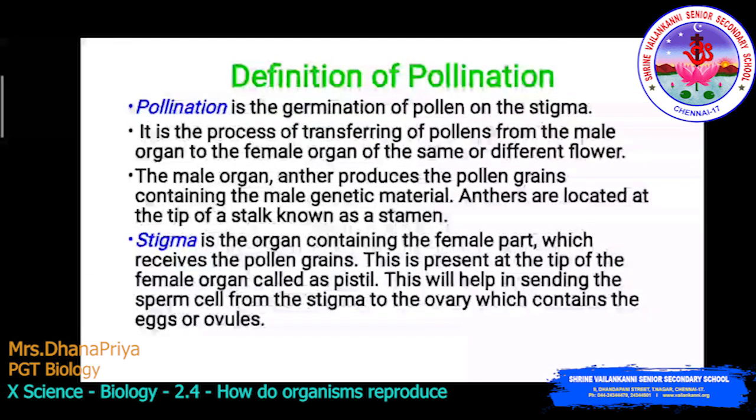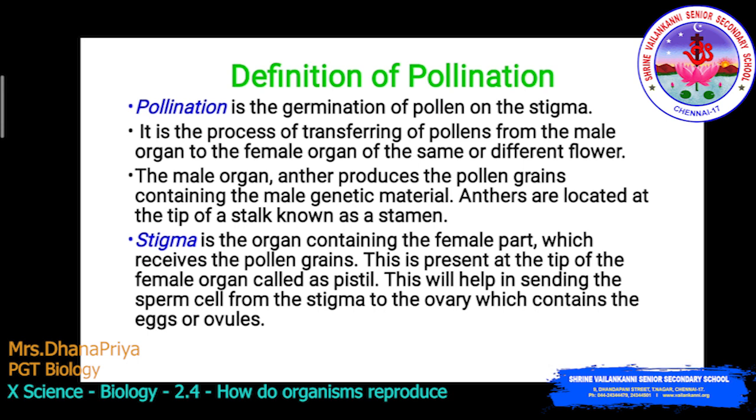Pollination is the germination of pollen on the stigma. It is the process of transferring pollen from the male organ to the female organ of the same or a different flower. So the male organ is what? Yes, the anther, and the female organ is the pistil. Okay, the staminate and the pistillate flower.